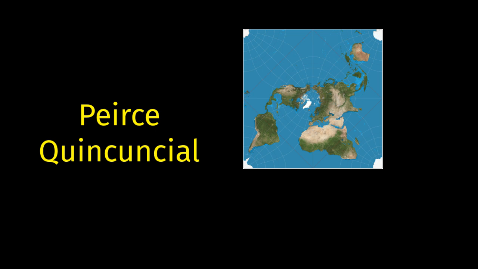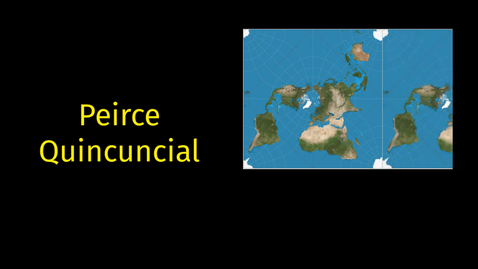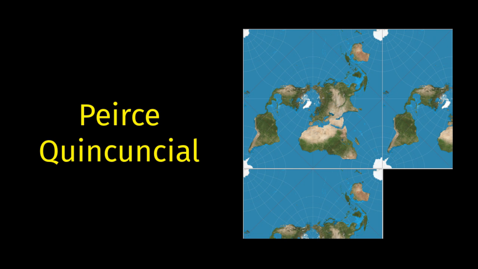You know what I like to do with the Peirce Quincuncial? It can tessellate, so let's just copy over half of the world onto the right edge, and the bottom edge too, and then complete the square.